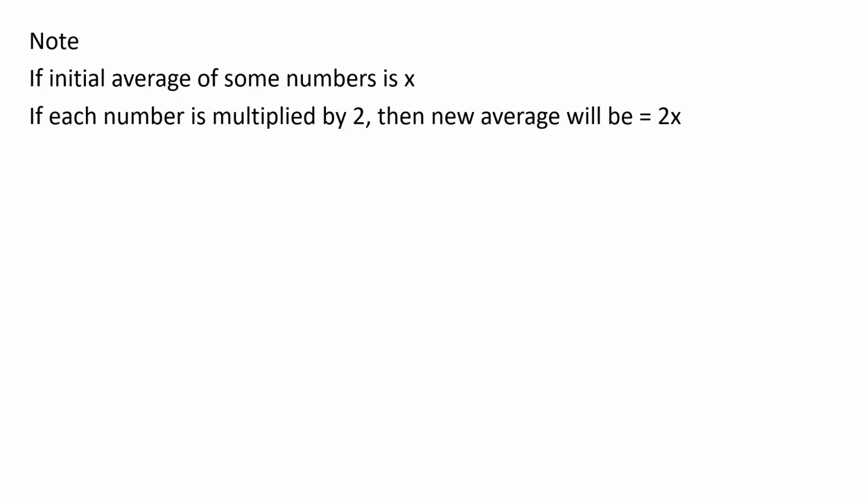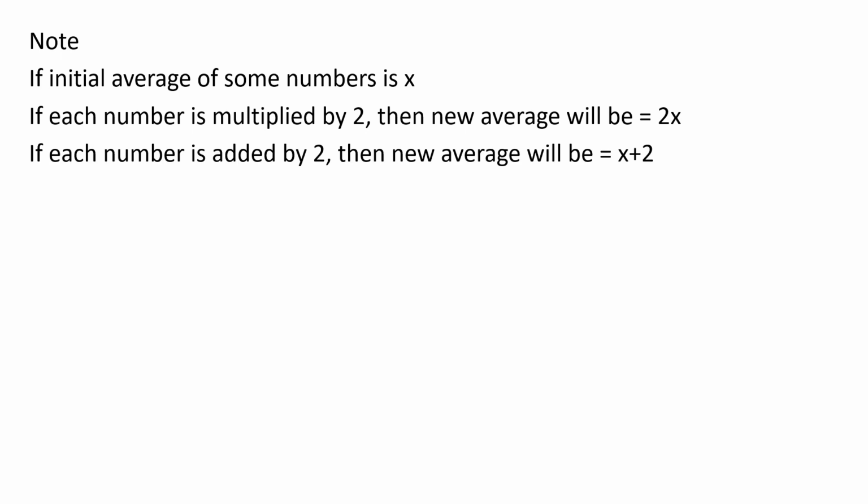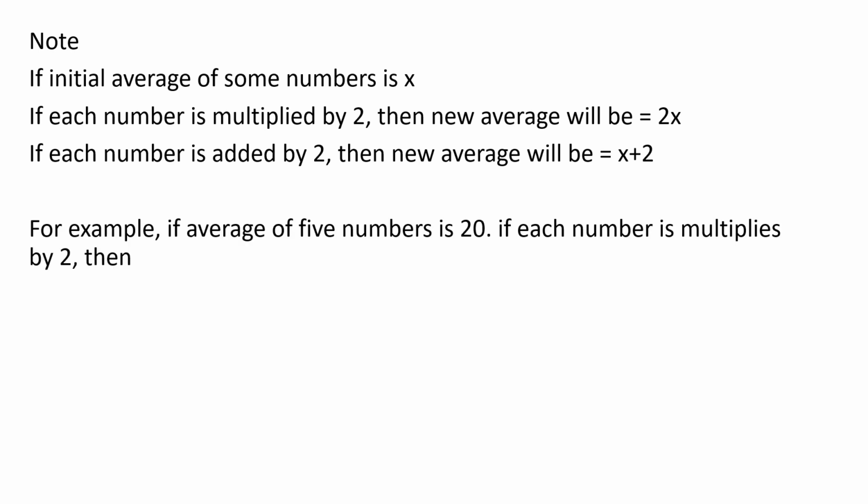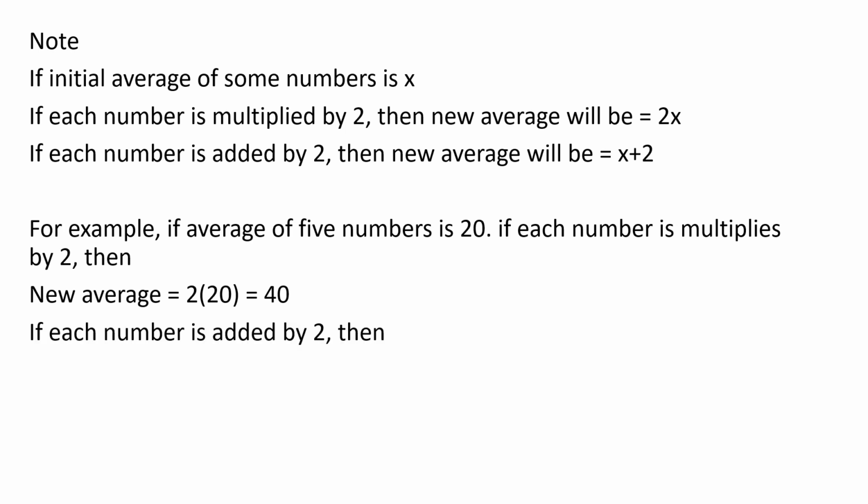Okay, some points to remember. If the initial average of some numbers is x and each number is multiplied by 2, then the new average will be 2 into x. Similarly, if each number is added by 2, then the new average will be x plus 2. For example, if the average of 5 numbers is 20 and each number is multiplied by 2, then the new average will be 20 into 2, that is 40. And if each number is added by 2, then the new average will be 20 plus 2, that is 22.